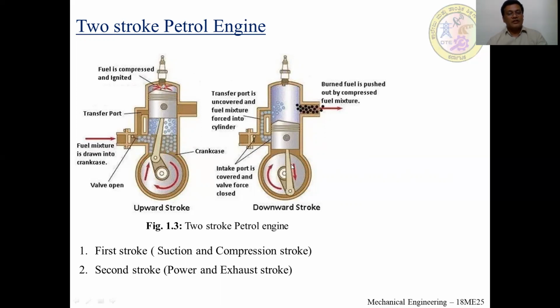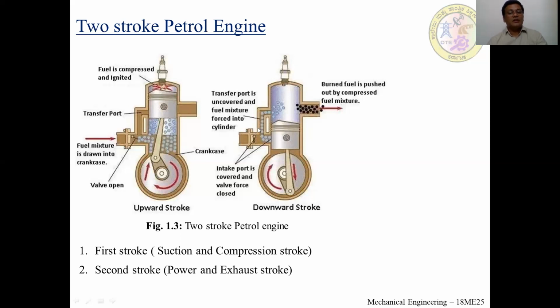Then coming to the second stroke, the downward stroke. As soon as the combustion of the fresh charge takes place, a large amount of gases is produced, which exerts a very high pressure on the cylinder head. This is the cylinder head, and here we experience the high pressure force on the piston. Due to this high pressure, the piston moves downward from TDC to BDC and rotates the crankshaft, doing useful work.